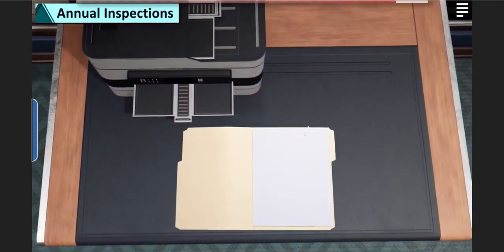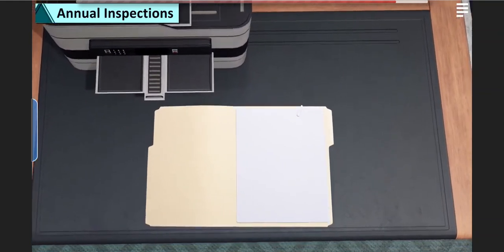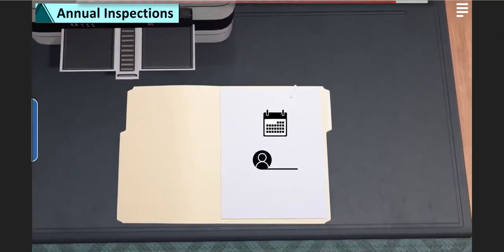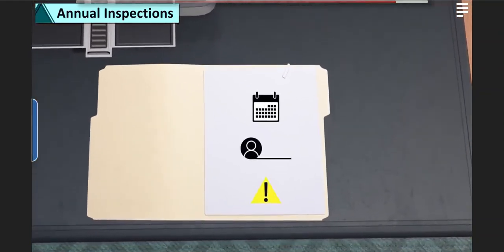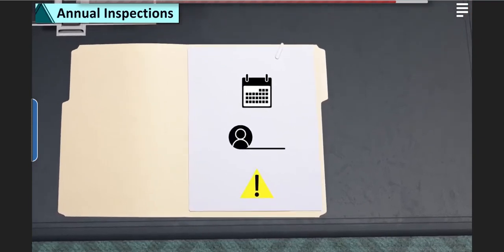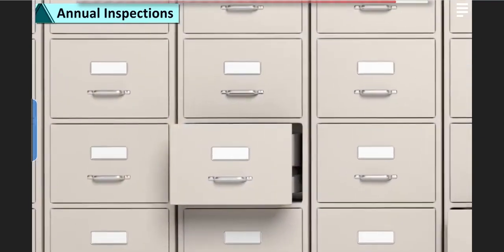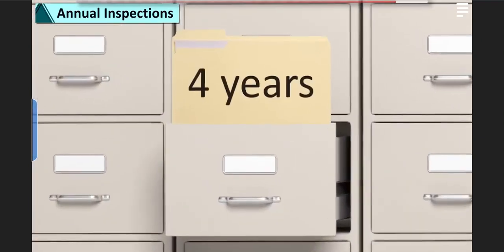Written records of all frequent and annual inspections must be kept, including the date, name of person performing the inspection, and descriptions of any issues found and how they were corrected. These records must be kept by the owner for at least 4 years.